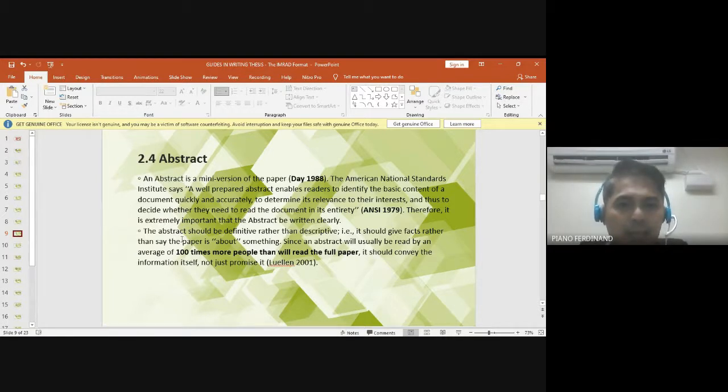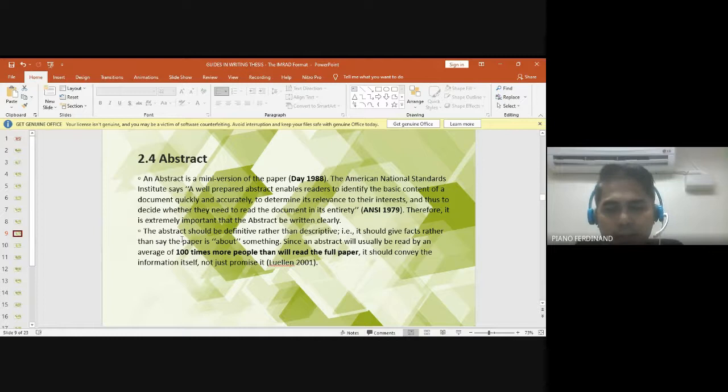No? So an abstract is a mini version of the paper, no? According to Day 1988. The American National Standards Institute, or ANSI, says a well-prepared abstract enables readers to identify the basic content of a document quickly and accurately, to determine its relevance to their interest, and thus to decide whether they need to read the document in its entirety.